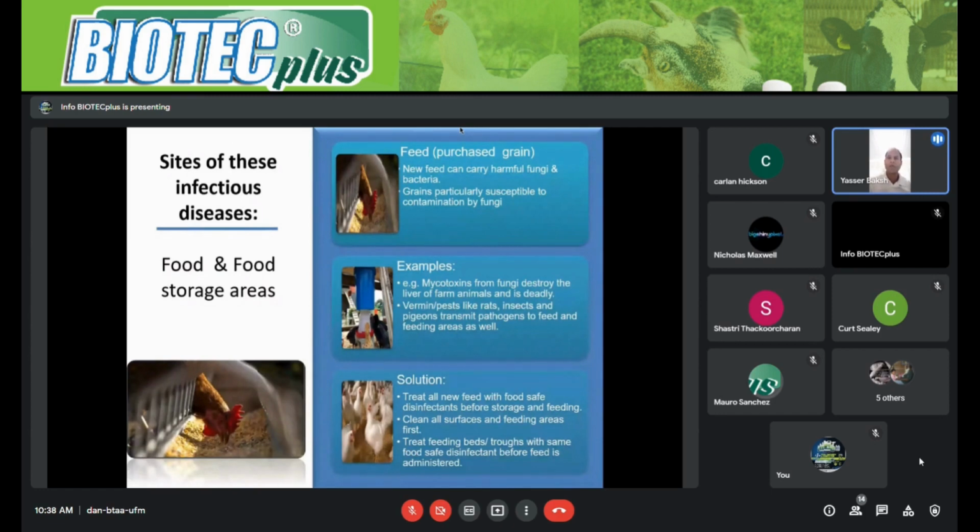As I mentioned to you before on the previous slide, it is so important to identify what we are bringing into the farms, the A and the B. So the feed or the purchased grain. New feed can carry a lot of harmful fungi and bacteria. Please take note of the two different types of pathogens there. The grains are particularly susceptible to contamination by fungi.